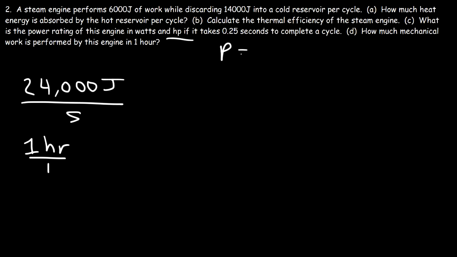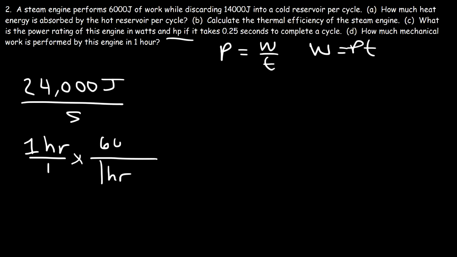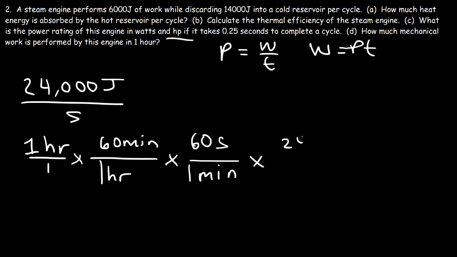Now we know that power is work divided by time. So if you rearrange the equation, work is power multiplied by time. So I'm going to convert hours into seconds. 1 hour is 60 minutes. And in each minute, there are 60 seconds. So now I have the time in seconds. I'm going to multiply it by the power rating, which is 24,000 watts or 24,000 joules per second. So the unit hours will cancel, the unit minutes will cancel, and also the unit seconds will cancel as well. So this is going to give me the mechanical work performed by this steam engine in 1 hour.